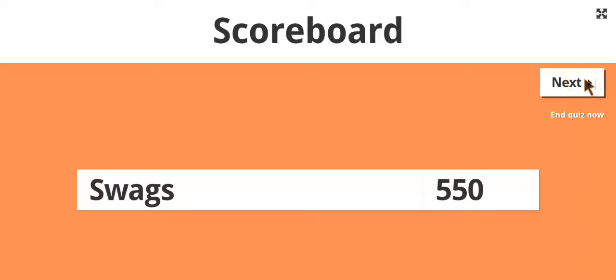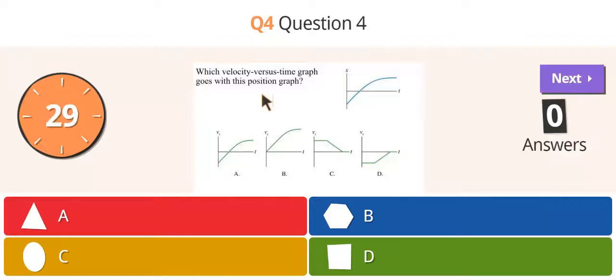Okay, so then let's go to our next thing. Question number 4. Which velocity versus time graph goes with this position graph? So again, we're going to go with the slope here. We need a constant positive slope and then eventually getting a zero, so we need a constant positive velocity. C is the only one, because it's got a constant positive velocity and then it goes down to zero.